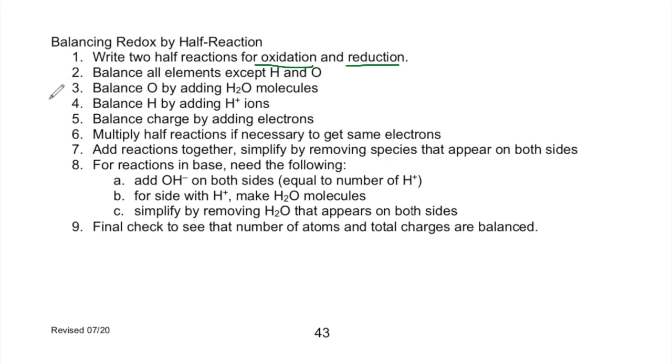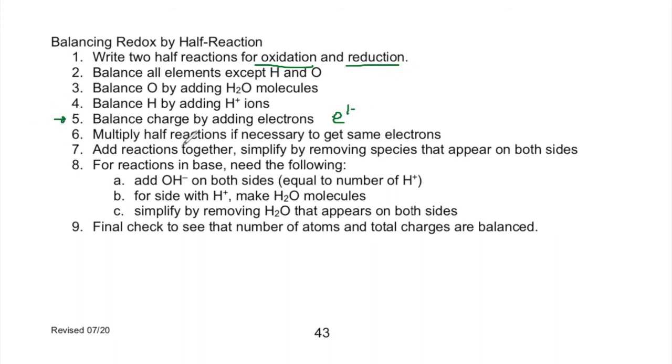And then we have a third and a fourth step to balance oxygen and hydrogen. And then when we do that, we end up with a different amount of charges on each side of the equation. And so we need to balance the charge by adding electrons. We're going to add a certain number of electrons to whichever side is too positive to bring down the charge.